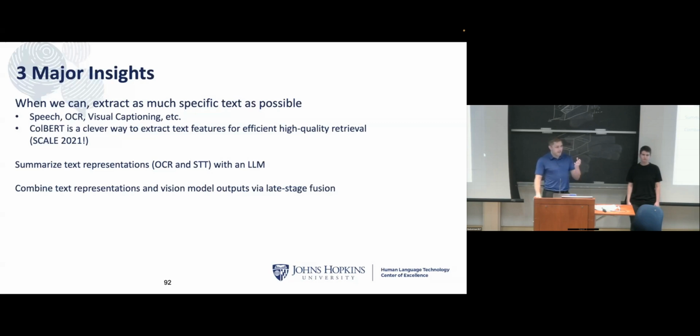And once we have specific text, especially anything that names specific entities or describes specific aspects of the event, then we can leverage all the decades of IR research and their efficient retrieval systems. The primary one that we used here was ColBERT, which is kind of an umbrella term for lots of different models. We leveraged a lot of the efficient, high quality retrieval models developed from SCALE 2021, which was on cross-lingual information retrieval.